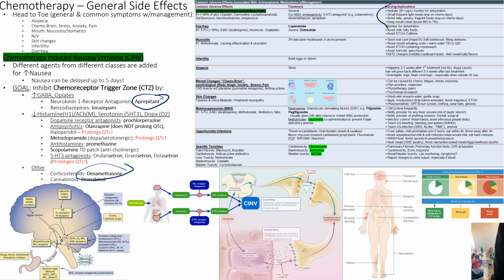Be the next one down, diarrhea, right? Diarrhea is also high risk. They've got to avoid caffeine and ETOH, which will put them at risk for diarrhea as well. Avoid greasy, fatty foods. And then what else?